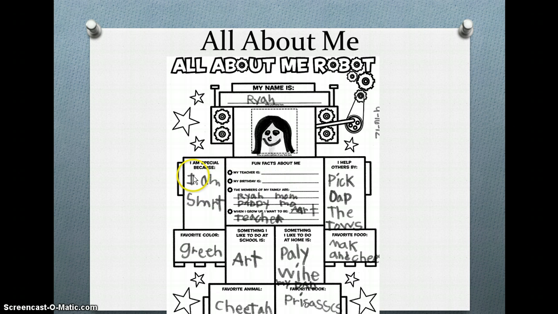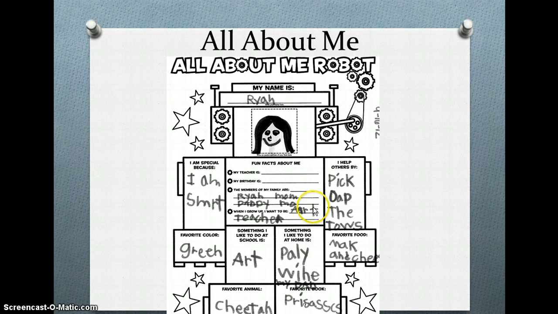She wrote, I am special because I am smart. I'm already seeing some of the R controlled missing the vowel there. However, she did get it in art, so that's interesting. I may want to intervene with some phonics by analogy. If you know art, you should know smart and chart and cart and those different things. Green, she spelled right. Cheetah, got it. Princesses, had a little difficulty with. Play with my dad, that word play, she had inverted the 2 letters there.